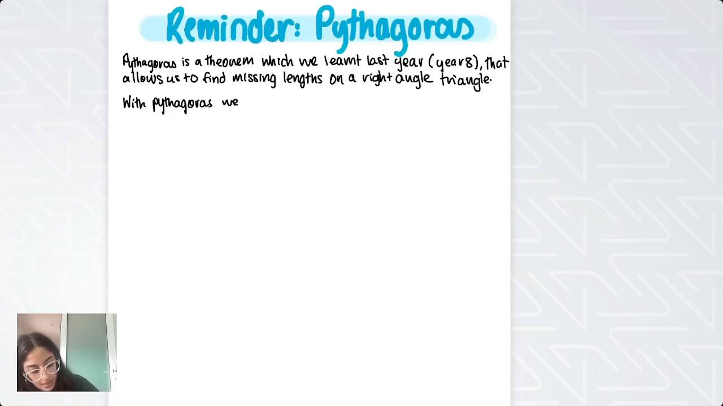Why do they call it a theorem? Because it's a theorem. It's like a mathematical theorem. What's a theorem? Like a set of equations that governs the way something works.